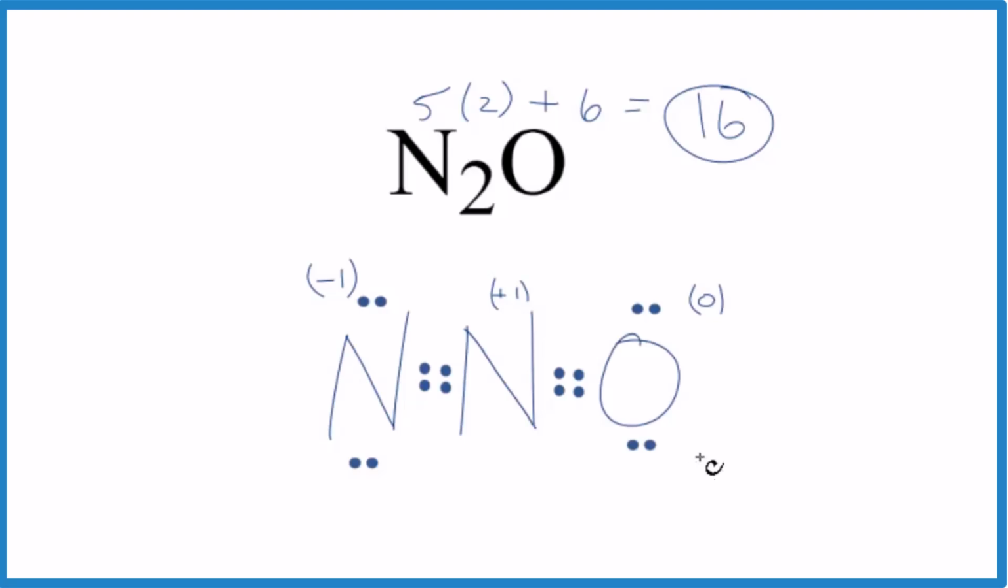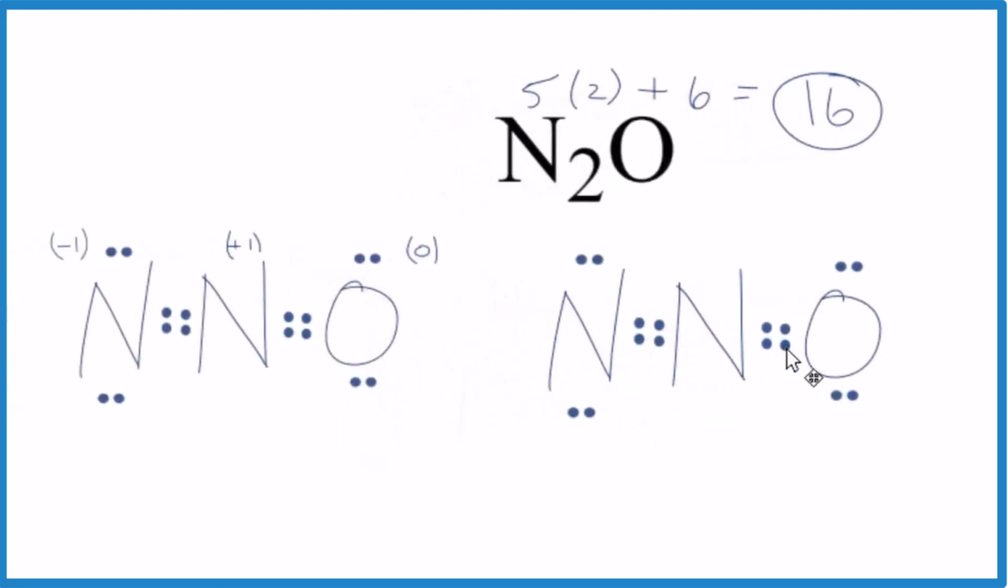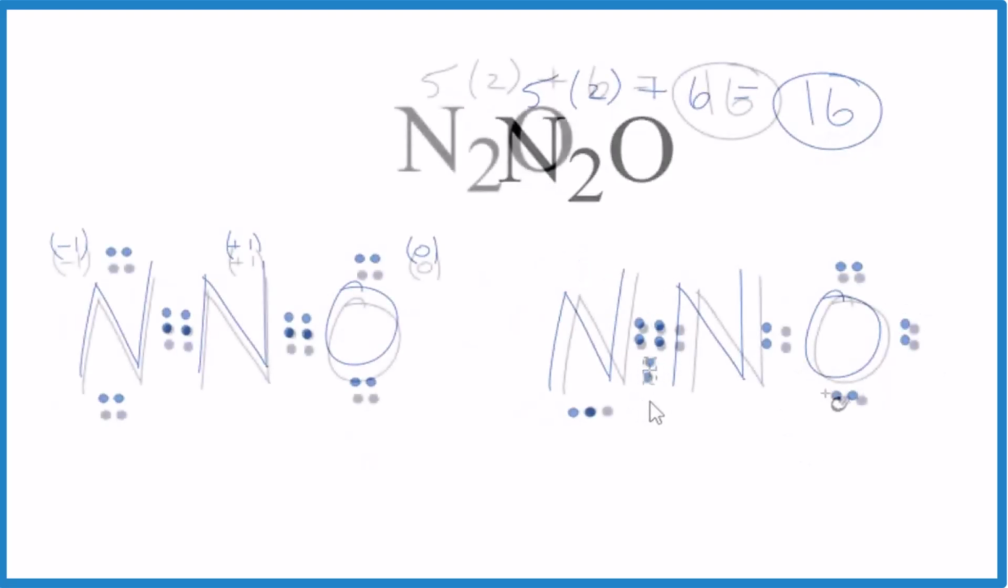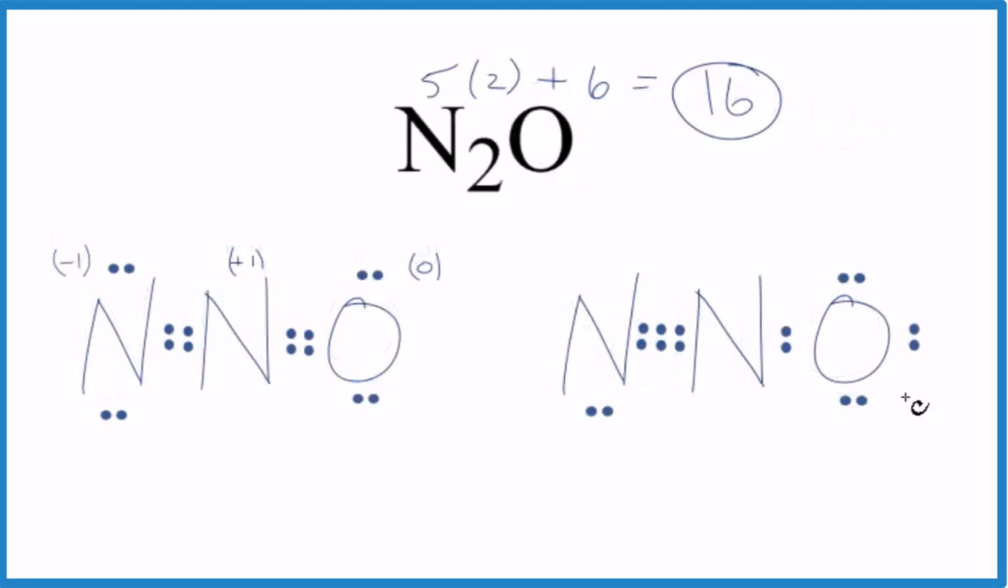There is another way to draw this. It would be a resonance structure of N2O. So let's do that. We could have a triple bond here and then a single bond on the oxygen. Let's try that. So we can move this over here, and then we can move this pair to form a triple bond. So this is also a valid Lewis structure.